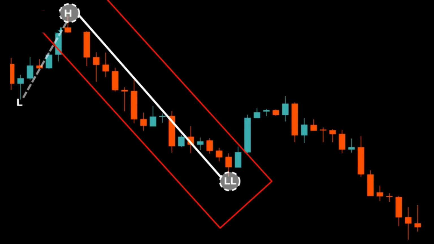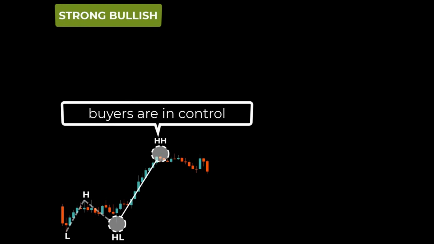Let's break it down. Strong uptrend. Take a look at this chart. See how the latest swing high is way above the previous one. That means buyers are in control and the market has serious bullish momentum. This isn't just a small push, it's a strong signal that the uptrend is likely to continue.